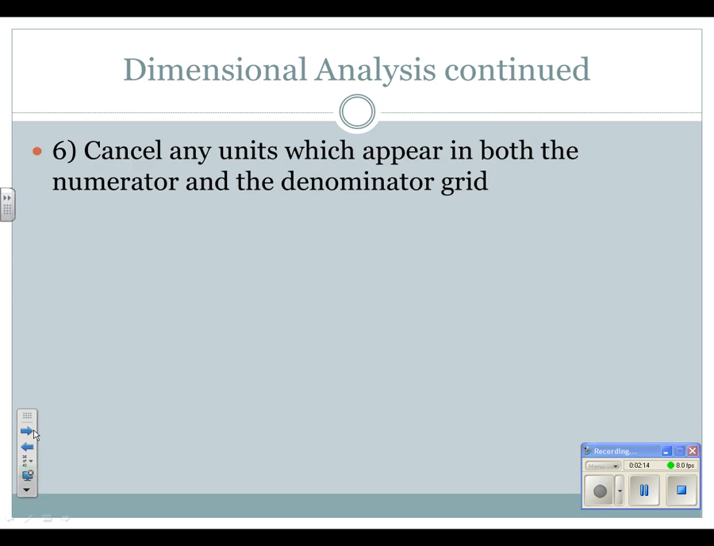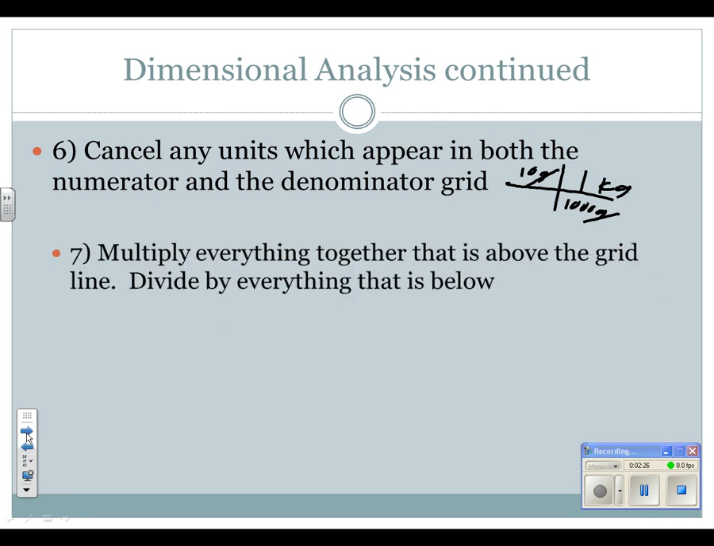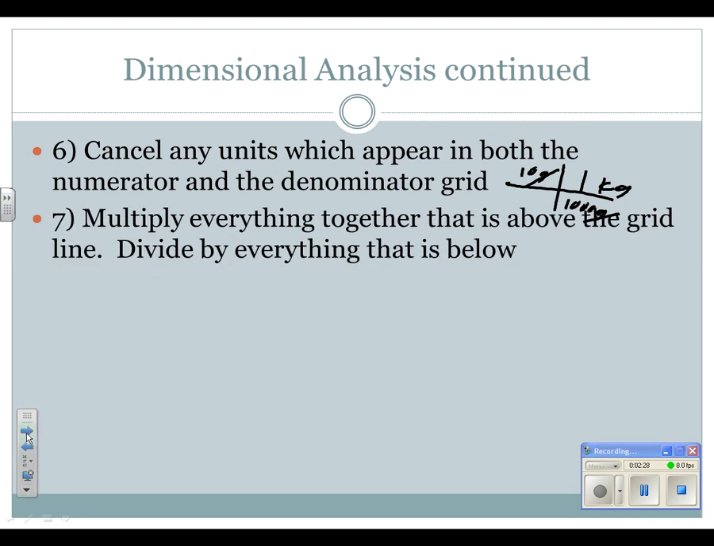Number 6, cancel any units which appear in both the numerator and the denominator. So if we've got 10 grams, 1,000 grams equals 1 kilogram. Well, the grams are in the top and bottom, so we're going to cancel those out. Number 7, multiply everything together that is above the grid and divide by everything that is below it. So in this one, we do 10 times 1, make sure you use your parentheses, divided by 1,000.